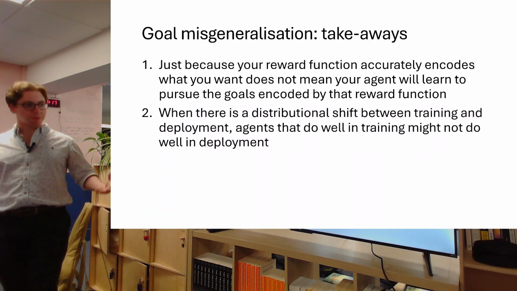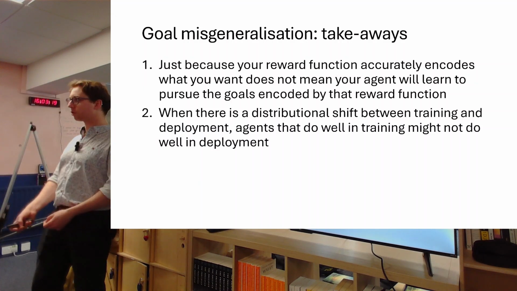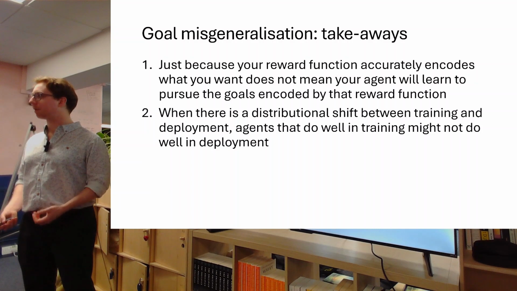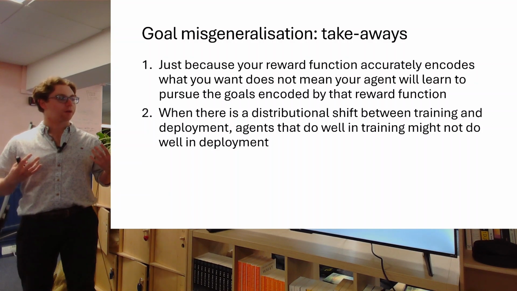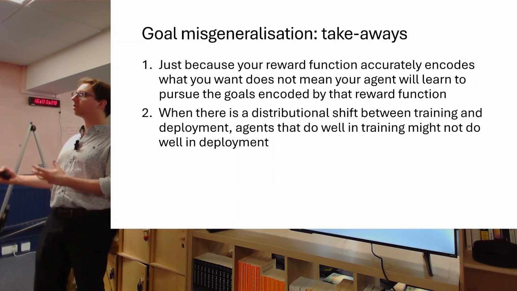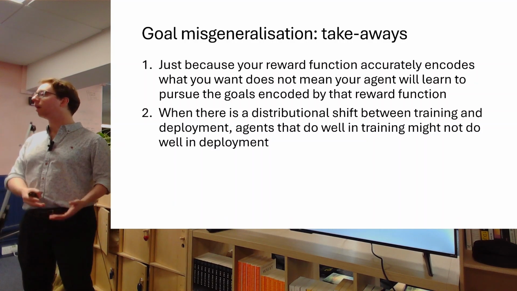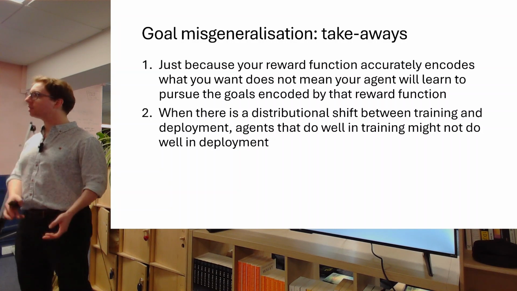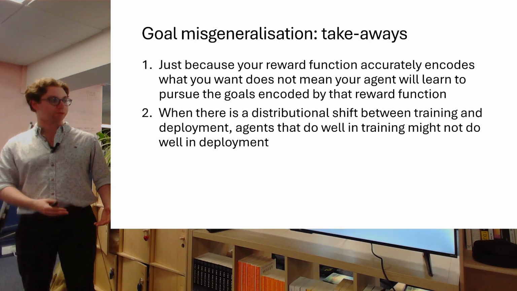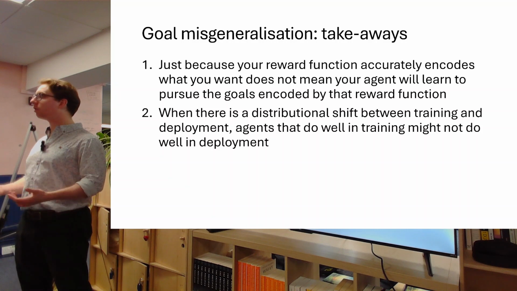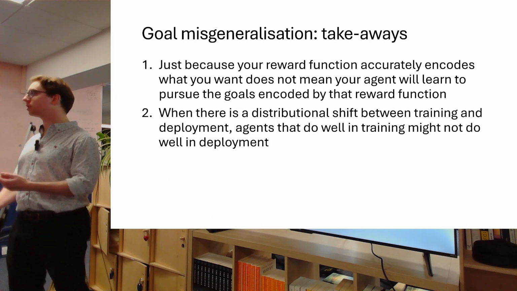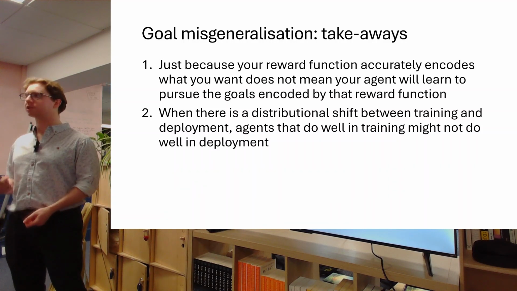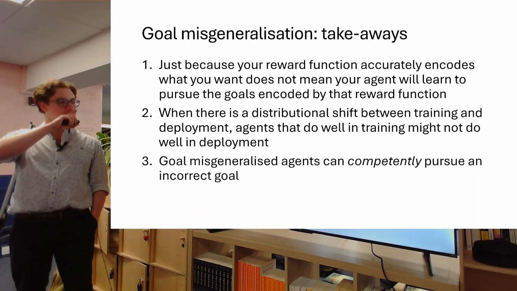Two is just you should be aware of the phenomena. So when there's a distributional shift, you should expect this to happen or be wary of this happening. So be wary of distributional shifts, look out for them, and think about whether the training distribution actually matches the deployment distribution. And if it doesn't, you can think about ways in which your reward function may not encode the proper goal when restricted to the training distribution. So when you're only considering the training distribution, your reward function might not actually specify the goal that you want.